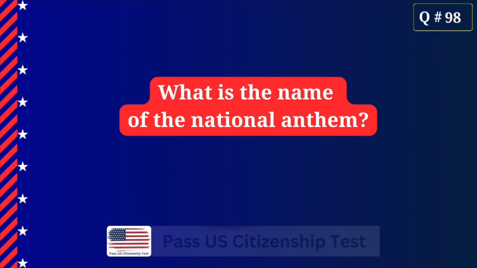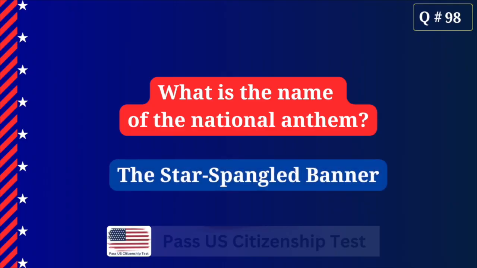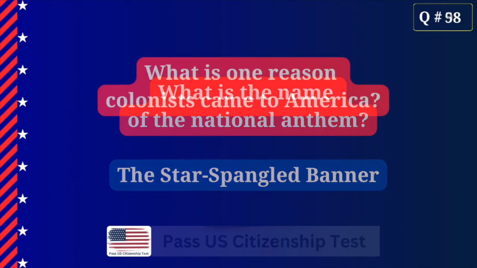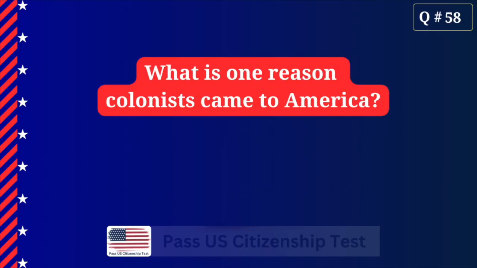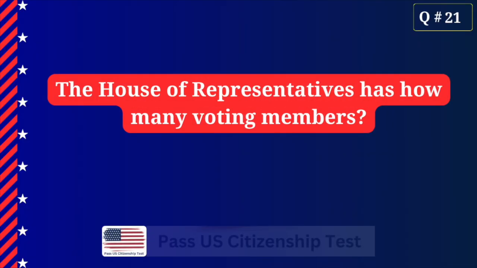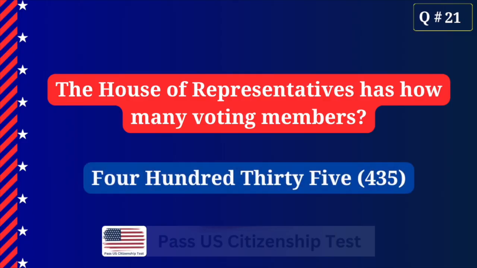What is the name of the national anthem? The Star-Spangled Banner. What is one reason colonists came to America? Freedom. The House of Representatives has how many voting members? 435.